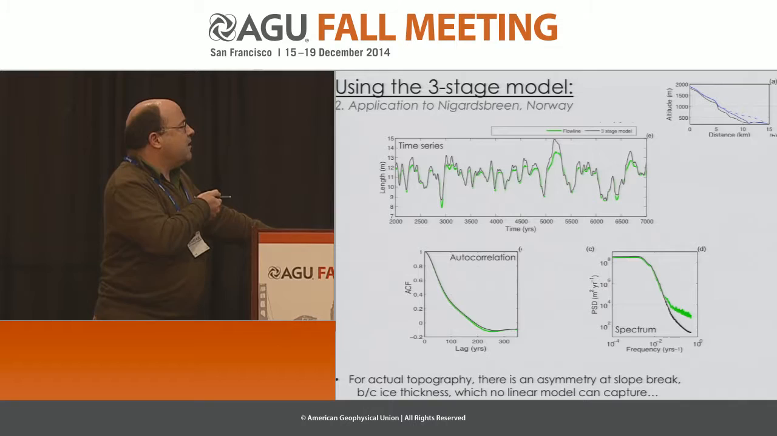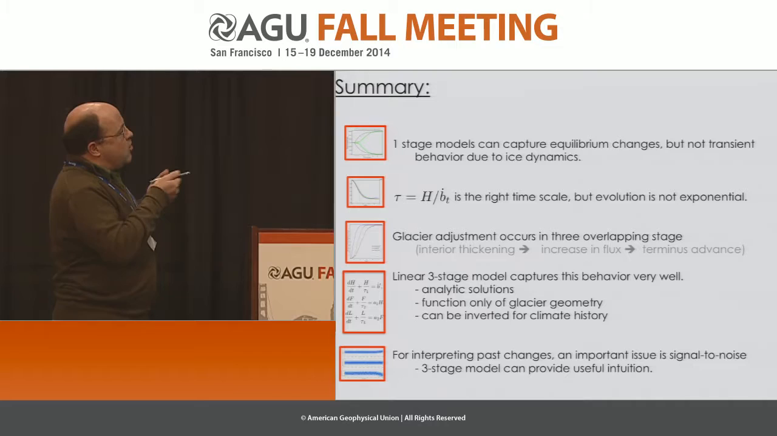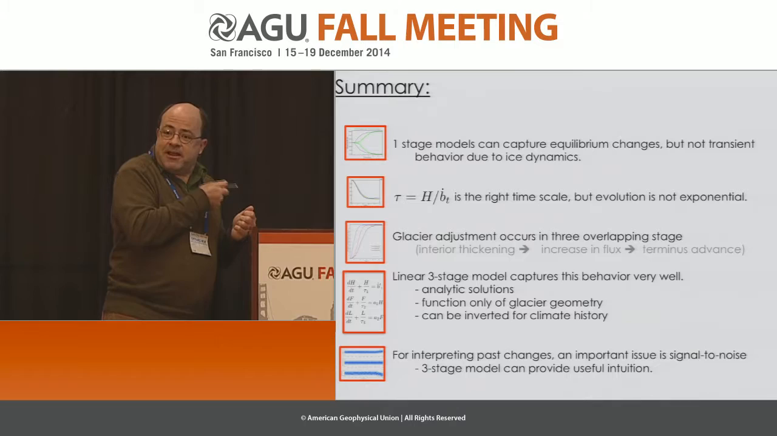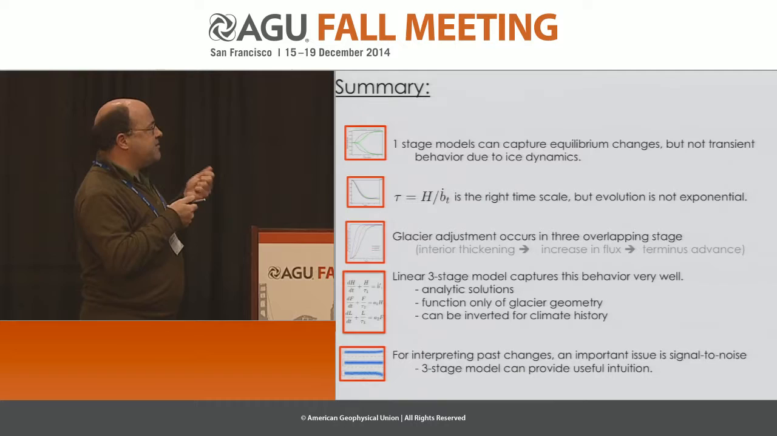But let me just stop. So, one-stage models can capture the equilibrium changes, but not the transient behavior. This tau, that is the right time scale. Don't care what anyone else says. Glacier adjustment happens in 3 overlapping stages: thickening, flux increases, then terminus advances. You can represent them as a chain of 3 equations.